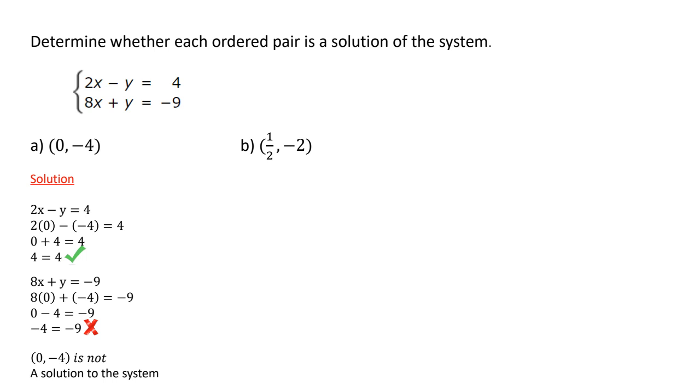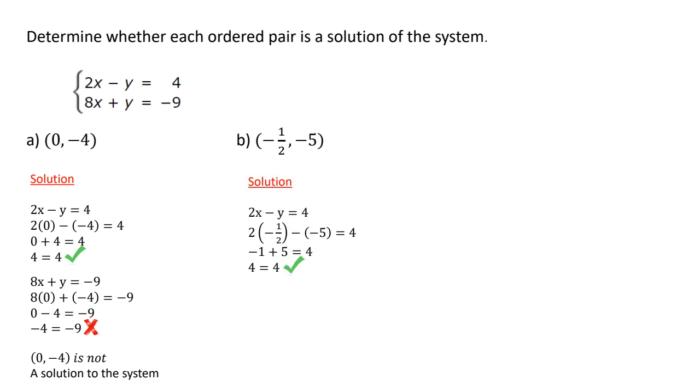Let's go ahead and try it again with B. We'll put (-1/2, -5) into the first equation. I see that it does give me a true statement: 4 is equal to 4. Now I'm going to plug this point into the second equation, and I see that this one also gives me a true statement: -9 is equal to -9. Therefore, this point is a solution of the system.